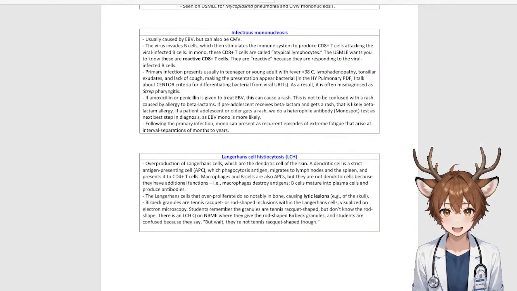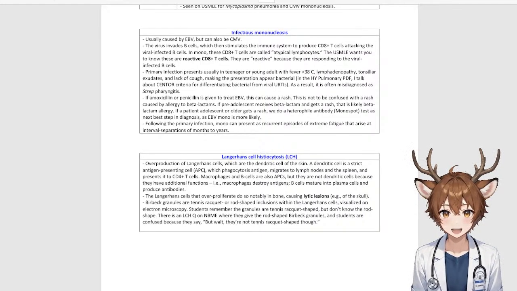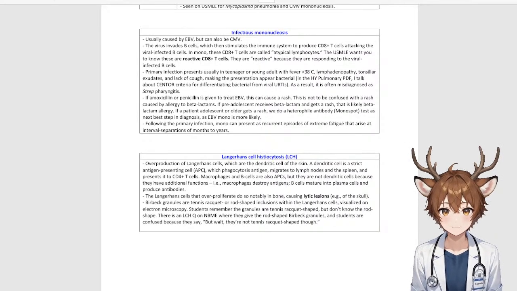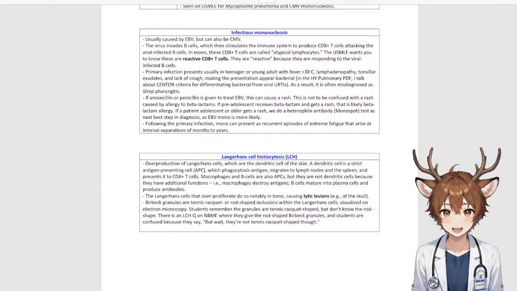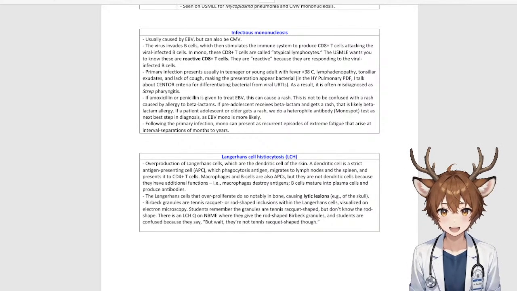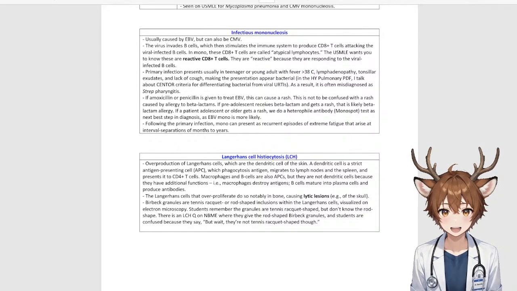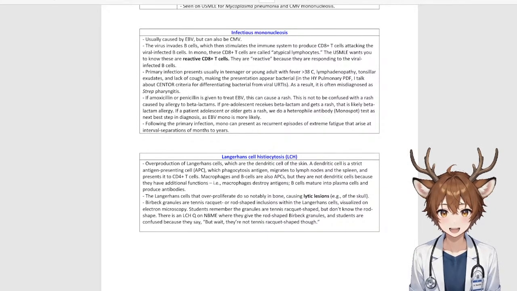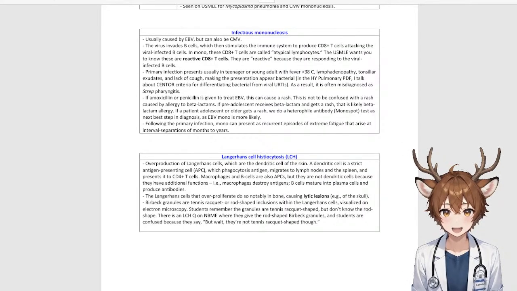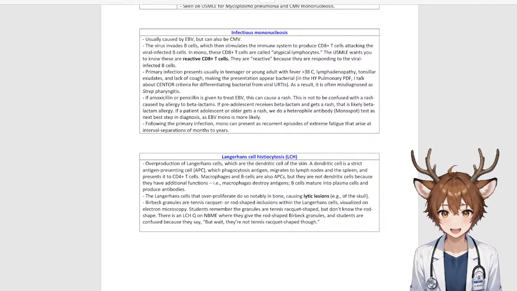If amoxicillin or penicillin is given to treat Epstein-Barr virus, this can cause a rash. This is not to be confused with a rash caused by allergy to beta-lactams. If a pre-adolescent receives a beta-lactam and gets a rash, this is likely beta-lactam allergy. If an adolescent or older patient gets a rash, we do a heterophile antibody or monospot test as the next best step in diagnosis, as Epstein-Barr virus mono is more likely. Following the primary infection, mono can present as recurrent episodes of extreme fatigue that arise at intervals separated by months to years.